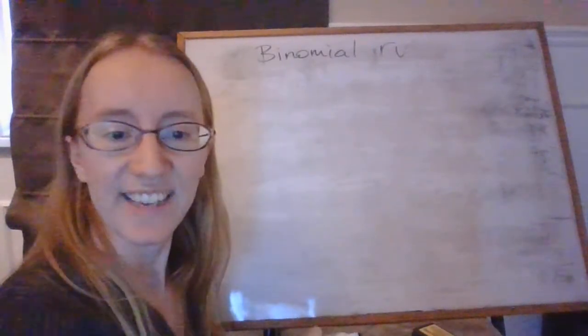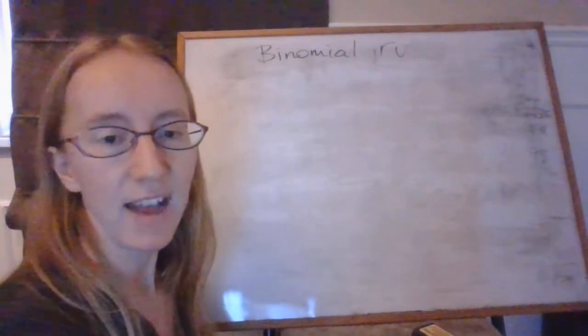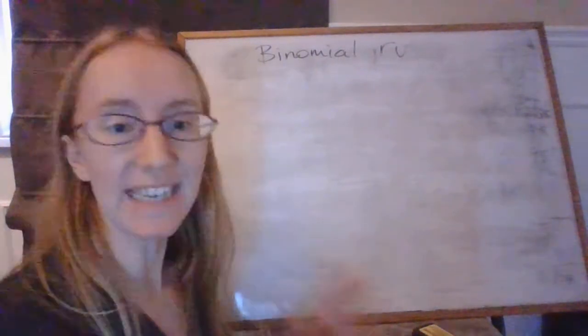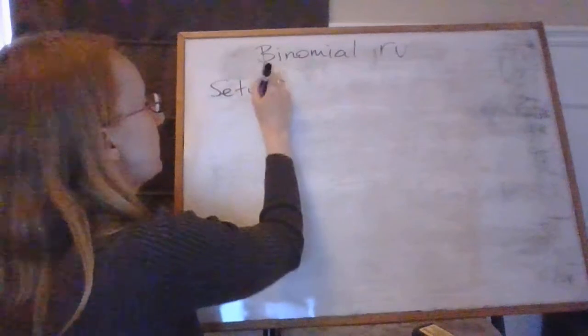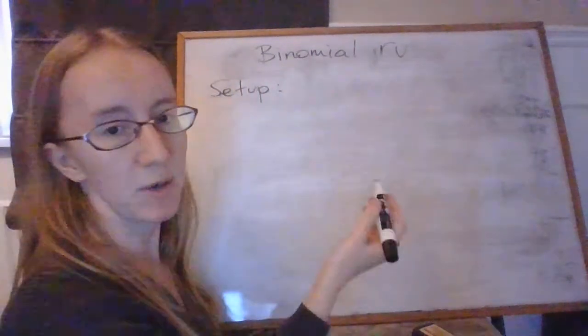Okay. So the binomial random variable is one of actually 3 different named distributions that rely on the same setup. So I'm going to talk a little bit about the setup for the binomial. It has a name. These are known as Bernoulli trials.